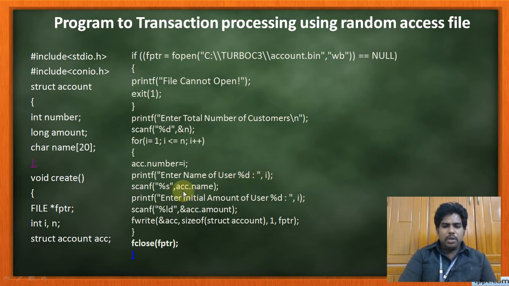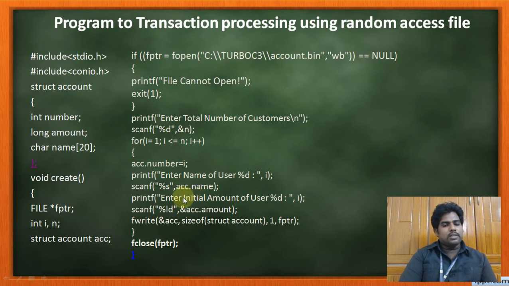Why am I putting acc.name and acc.number? This number, this amount, and name are structure elements. So for accessing the structure, how will you access? With the help of the structure variable. That's what acc.number. Here also acc.name, structure variable dot name. So I got the account number. Here I get the input for the account name.